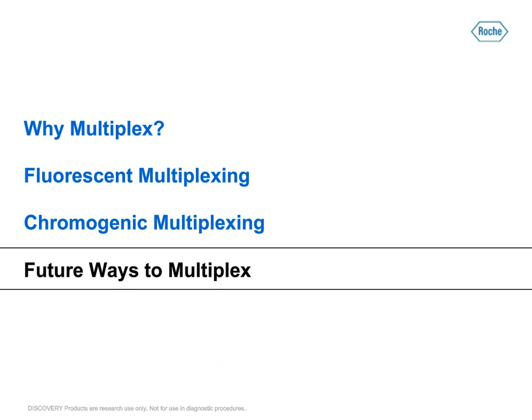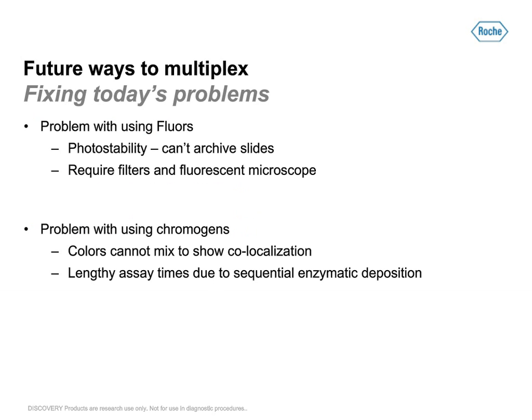All right. So in closing, I hope that I was able to at least convey the message that fluorophores, while being highly advantageous, in that they can co-localize and you can do a sequential enzymatic deposition with them for multiplexing currently, are not very stable. You can't really archive them, and they do require special microscopes in order to interpret your results.